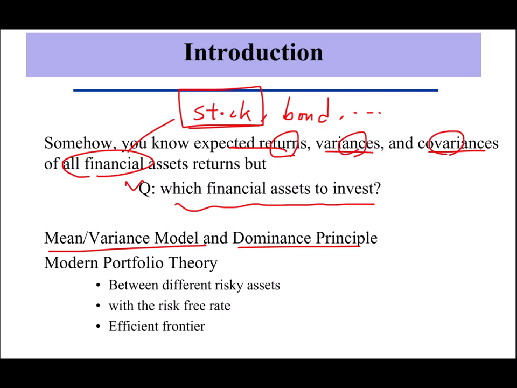Now, in the actual financial market, people are trying to get better inputs to portfolio choice theory. So they want to develop a model for the expected return, variance, and covariance. We're going to assume here the future is going to be similar to the past, and we can use the past historical data to compute mean, variance, and covariance. We're going to first think about portfolio choice between different risky assets, and then with the risk-free rate, and then we're going to talk about the efficient frontier.